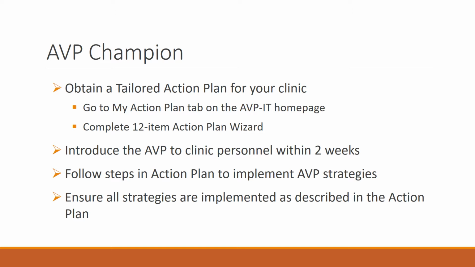The first strategy is identifying an AVP champion, which is the role you've agreed to. Your first task as AVP champion is to obtain a tailored action plan for your clinic. You can do this by going to the My Action Plan tab on the AVP-IT homepage and completing the 12-item action plan wizard. The action plan provides tailored recommendations for implementation of the AVP strategies to increase HPV vaccination.